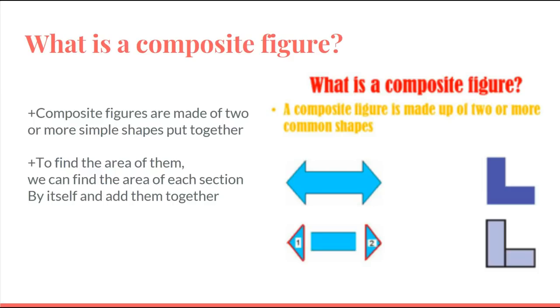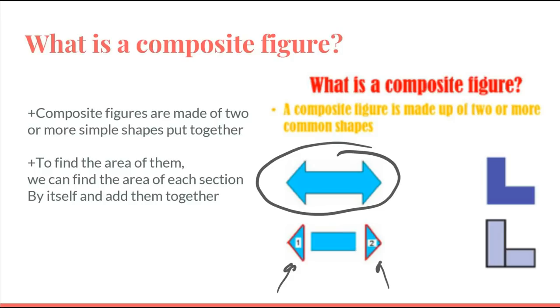So for example, in our picture we have this double-sided arrow, and this double-sided arrow is really just made up of a bunch of simple shapes. It's made up of two triangles and one rectangle. And we know the formula for figuring out the area of these simple shapes. So what we can do to find out the area of the more complicated composite figure is to find out the area of my two triangles, find the area of my rectangle, and then add them all together. And that will give me the area of my composite figure.